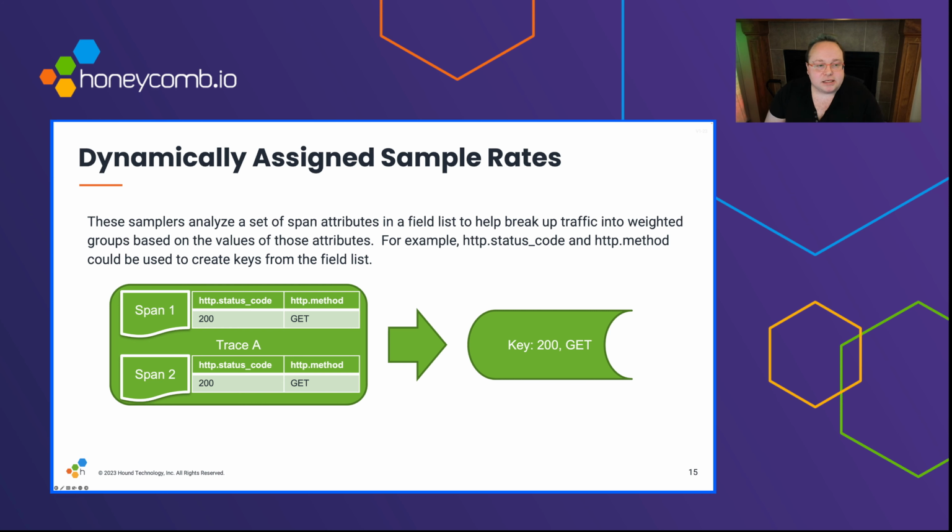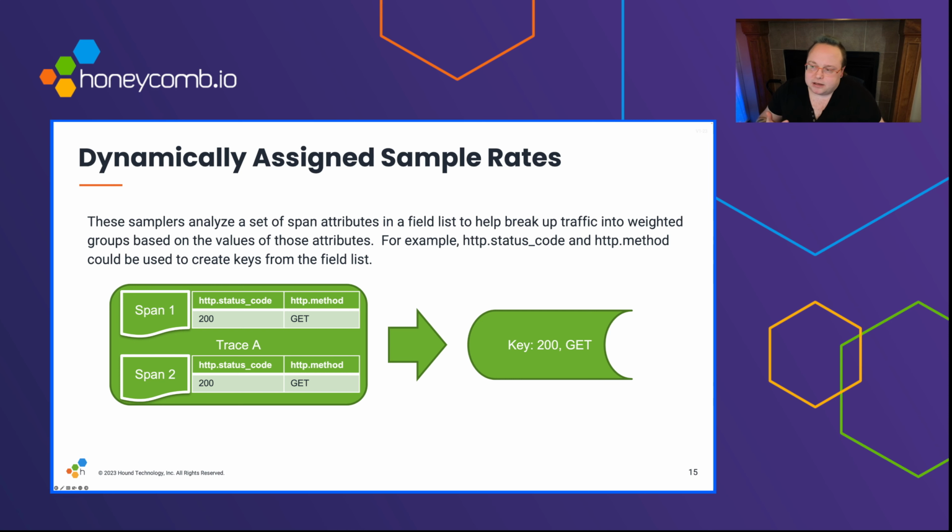To give you an idea of how the dynamic sampler builds these keys, if we look at our trace here, we have trace A, with 2 spans in it. We have a field list for status code and method. Both of our spans have 200 status codes and get methods. So our key is going to be 200, get.